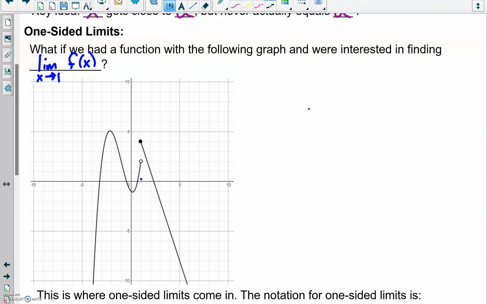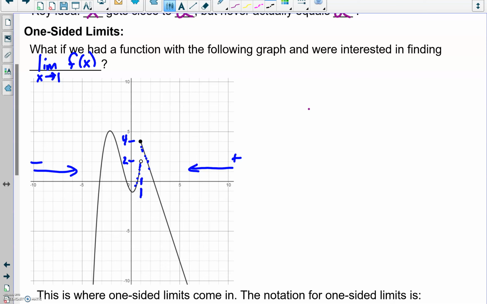So now I come down here to my x-axis, I put the 1 that I'm going to approach on the x-axis, and I start looking at the y values. So coming in from the left side, the negative side, we get up here and it looks like we're going to get close to that value of 2. Then I come in from the right side, the positive side, and as I move along the graph, getting closer to the x value of 1, I see that my y value is getting to 4.